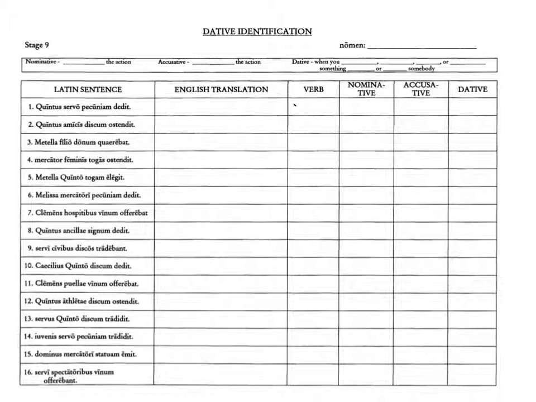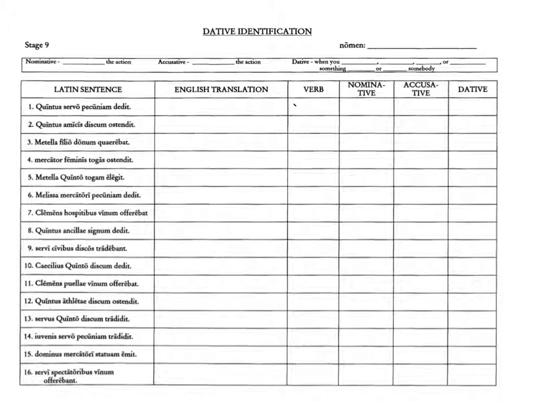Number 14. The young man handed over money to the slave. Tradidit is the verb, Eumenus is the nominative, pecuniam is the accusative, servo is the dative. Number 15, the master bought a statue for the merchant, and that would be emit is the verb, dominus is the nominative, statuam is the accusative, and mercatori is the dative.